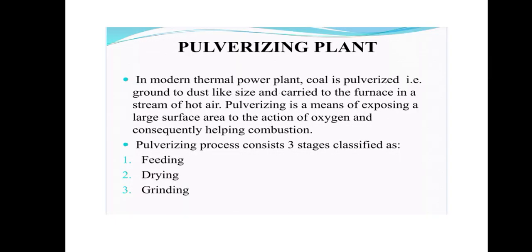Pulverizing plant. In a modern thermal power plant, coal is pulverized, that is ground to dust-like size, and carried to the furnace in a stream of hot air. Pulverizing is a means of exposing a large surface area to the action of oxygen and consequently helping combustion. The pulverizing process consists of three stages classified as feeding, drying and grinding.